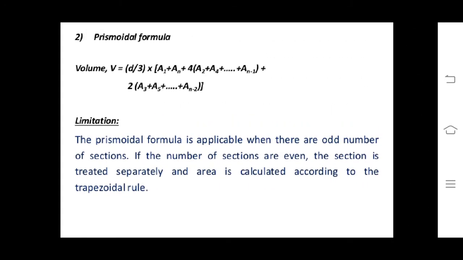Similarly, by prismoidal formula, we can get the volume by V is equal to D by 3 into (A1 plus An plus 4 times (A2 plus A4 plus dot dot dot An minus 1) plus 2 times odd areas, that is A3 plus A5 plus An minus 2). Limitations of prismoidal formula are that the prismoidal formula is applicable when there are an odd number of sections. If the number of sections is even, the section is treated separately and area is calculated according to the trapezoidal rule.